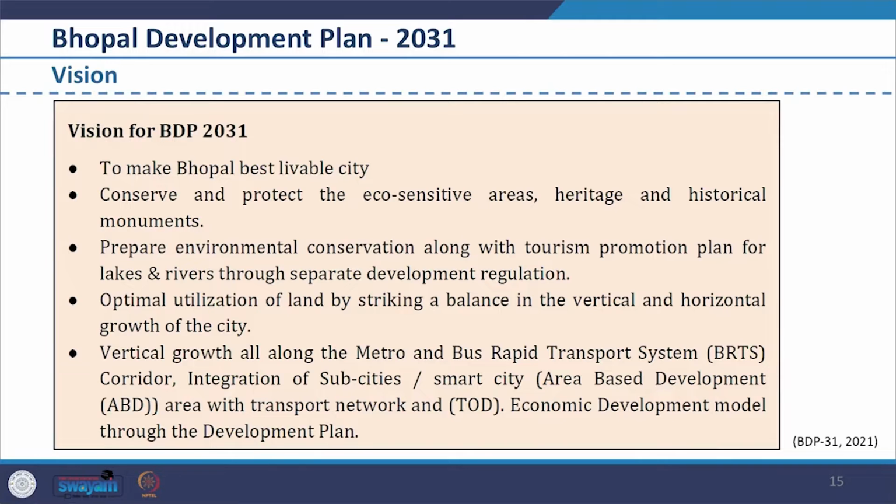growth of the city. In the city, their vision is to bring in vertical growth all along the metro and bus rapid transport system corridor. They wish to integrate sub-cities, smart cities as we had seen in the previous section with transport network and transit oriented development. Further, they want to adopt economic development model for the development of city through development plan.